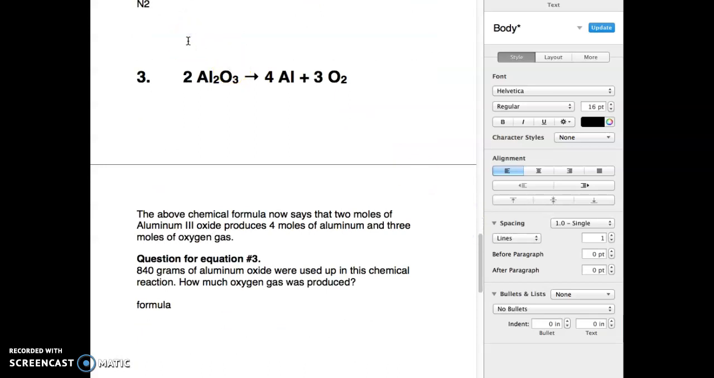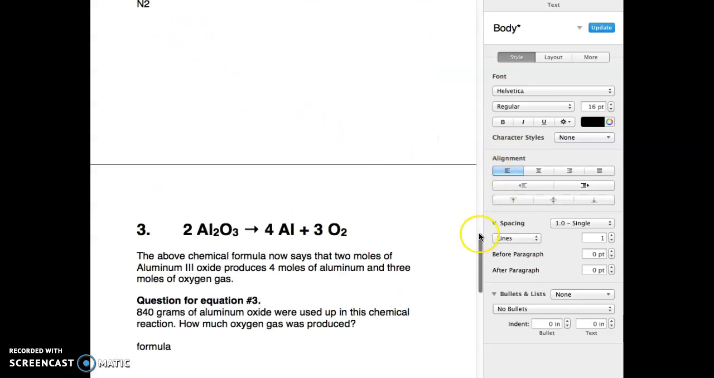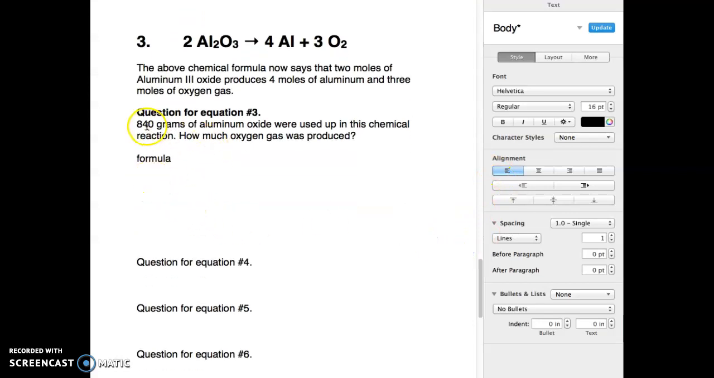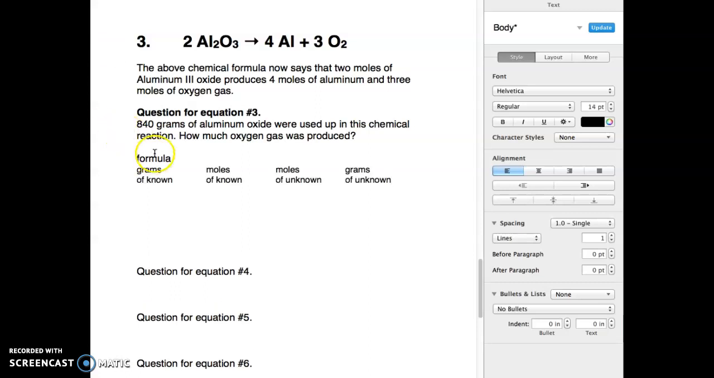The third formula. Same thing you have to do. Once again, it says 840 grams of aluminum oxide were used up in the chemical reaction. How much oxygen gas was produced? So we put that formula back down again. Always put that formula down to help you out. Then you know that it's 840 grams of Al2O3, and you're trying to look for the unknown, which is how much oxygen gas. So O2 is your unknown.